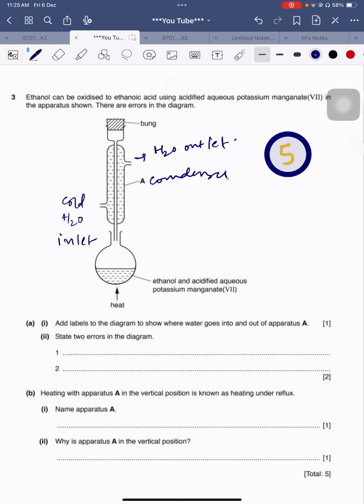Let me write this. There should not be a bung at the top of the condenser, so that fractions may come out.